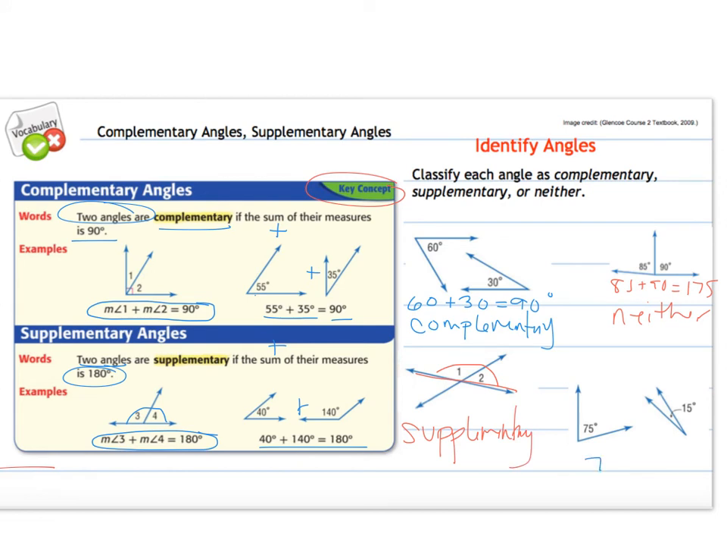And then adding 75 plus 15 here, those equal 90 degrees. So if I put them together, they'd equal that right angle. So these are complementary.